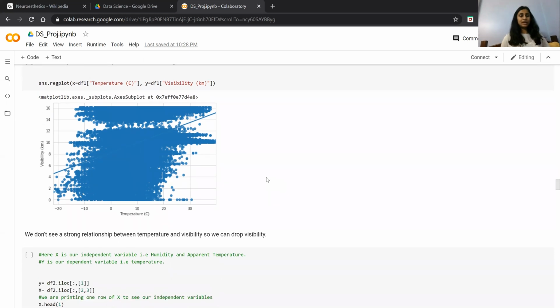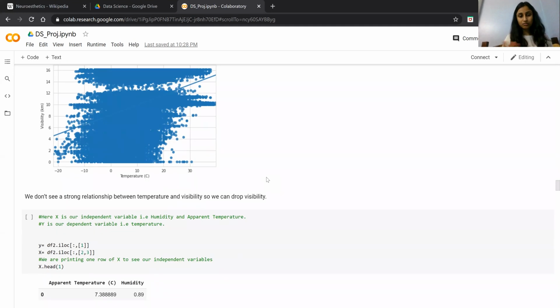Next is the scatter plot between temperature and visibility. We can't really see any strong relationship that is either negative or positive. Hence, we can ignore this relationship basically.